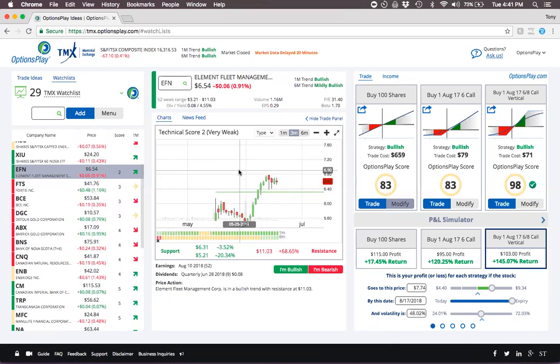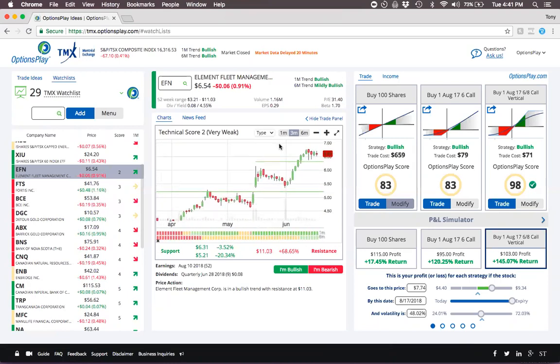Now, I do want to point out that I'm showing you all of these for illustrative and educational purposes. This is by no means a solicitation or recommendation to trade any of these securities. You should always do your own research ahead of time, in addition to anything that we're showing you.